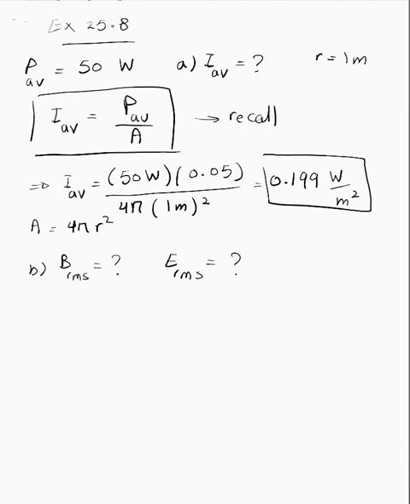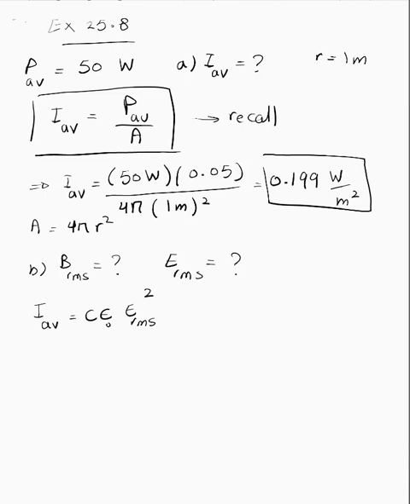In part B, we are asked to find the RMS values of E and B at a distance of 1 meter from the bulb. For solving this, we just simply use the equations that we had, in your book it's equation 25.10. As I told you, whenever we are looking for the average value, then we use the RMS value for the magnetic field and the electric field.